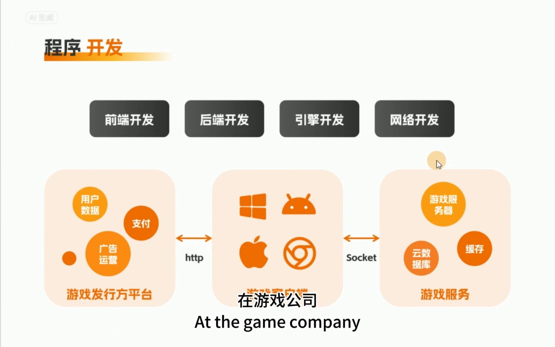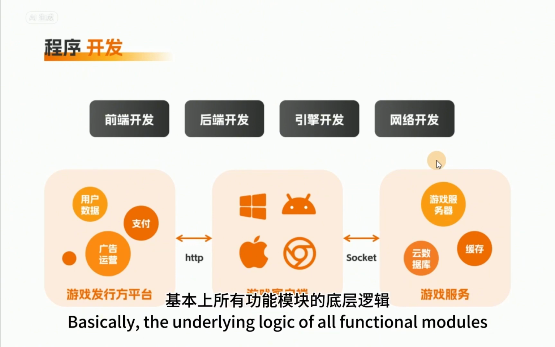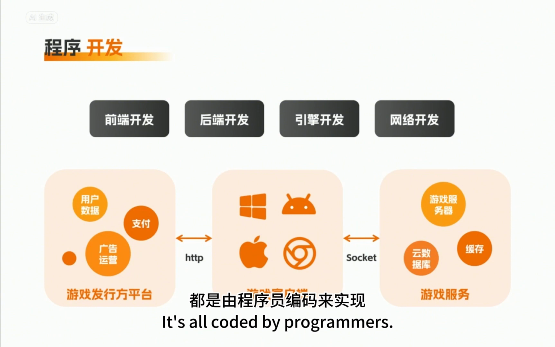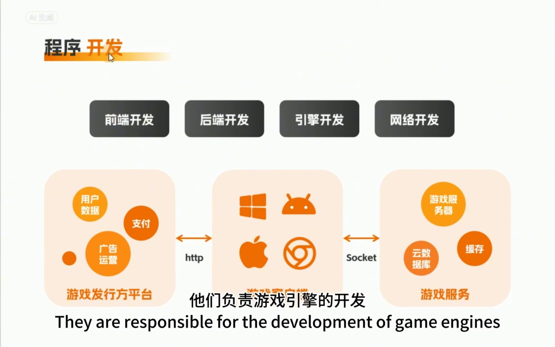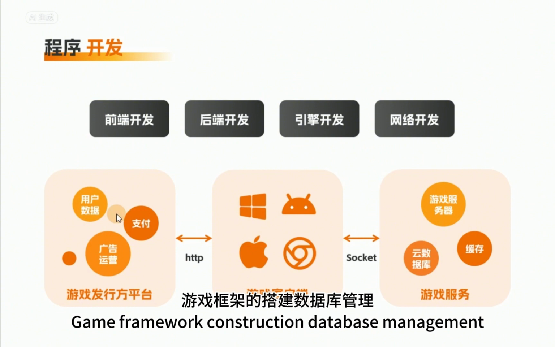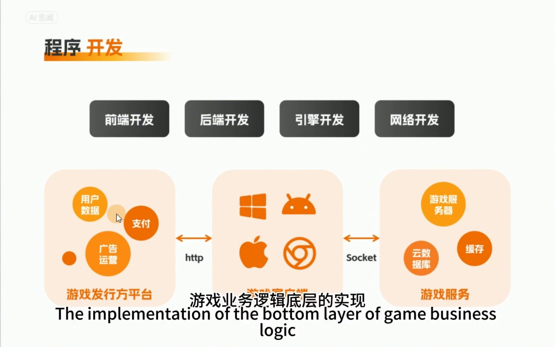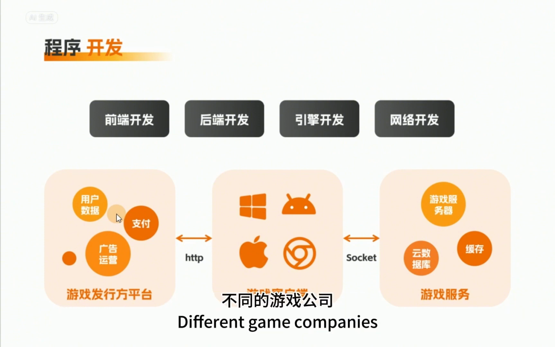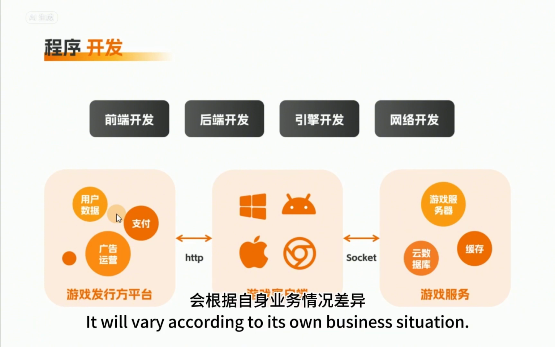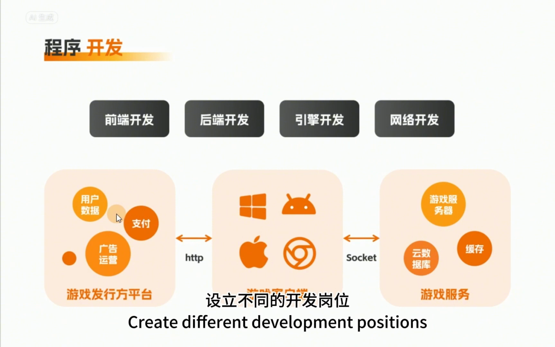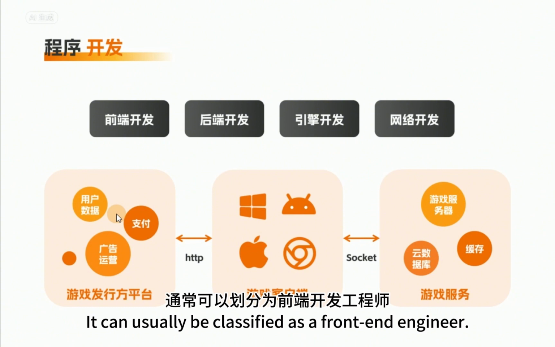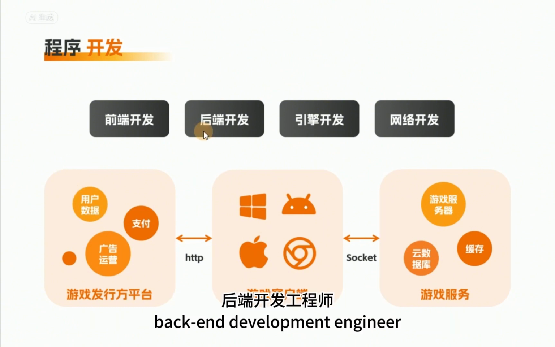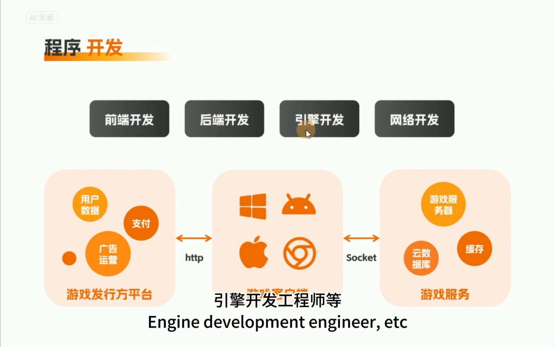At the game company, basically the underlying logic of all functional modules is coded by programmers. So, programmer is a very important position in a game development company. They are responsible for the development of game engines, game framework construction, database management, and the implementation of the bottom layer of game business logic. Different game companies will create different development positions according to their own business situation, and the job titles may be slightly different. They can usually be classified as front-end engineer, back-end development engineer, network engineer, engine development engineer, etc.